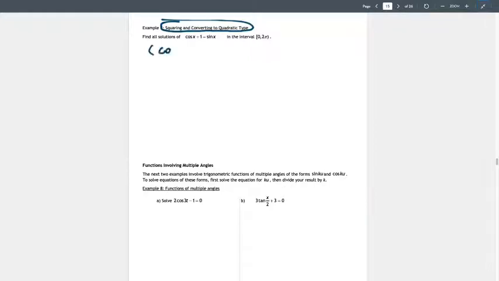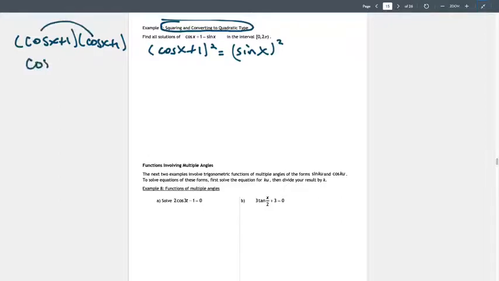So that'll be cosine x plus 1 squared equals sine x squared. So as long as you do it to both sides, you haven't changed the equation. But remember, cosine x plus 1 squared is the same thing as saying cosine x plus 1 times cosine x plus 1. You're squaring it, so you're multiplying it by itself. You got to multiply those together, you get cosine squared x. Got to multiply those together to get cosine x. Got to multiply those to get another cosine x. And then you've got to multiply 1 and 1 together to get 1. So that simplifies to be cosine squared x plus 2 cosine x plus 1.